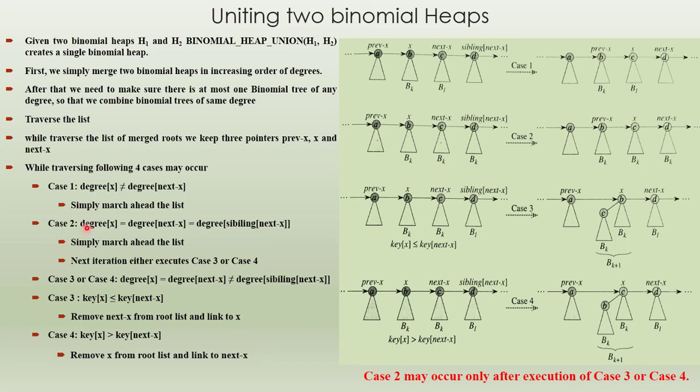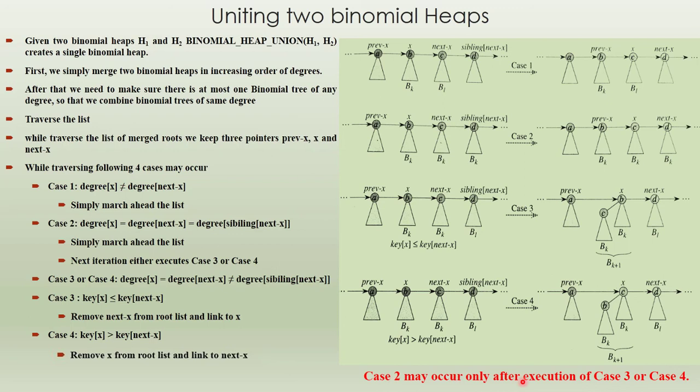Next case is degree of x equal to degree of next x equal to degree of sibling of next x. That means three binomial trees may get same degree. So we already discussed, we combine two binomial heaps h1 and h2. When we combine two binomial heaps, we will never get three nodes with same degree. Why? Because h1 will contain a binomial tree with degree k, and h2 may contain a binomial tree with degree k. So when we combine them, we will get two binomial trees with same degree. While combining, this condition will not occur.